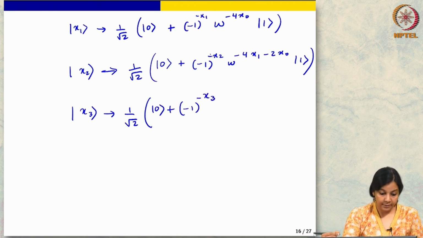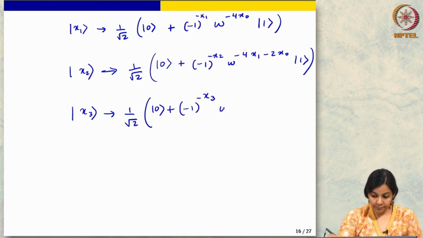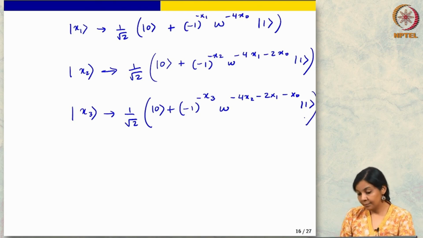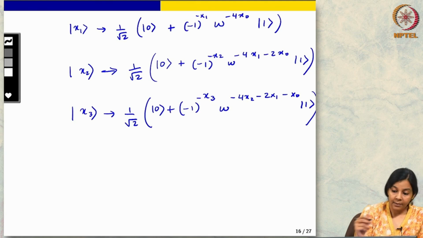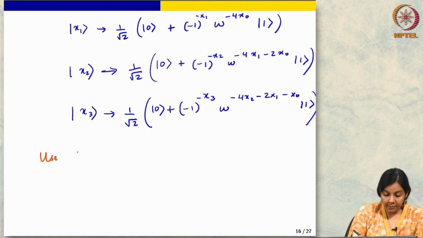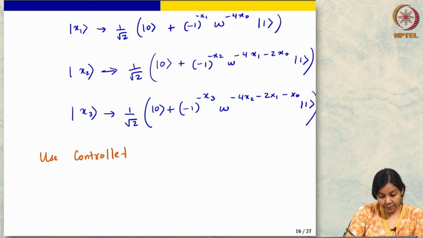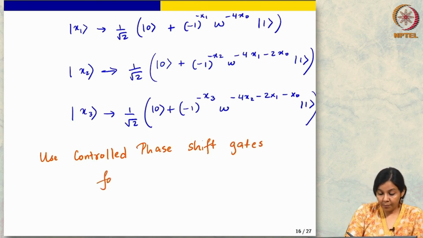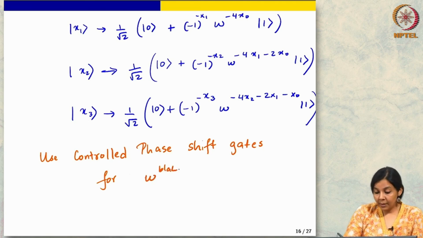These should be minuses. Basically, use controlled phase shift gates for omega to the blah.